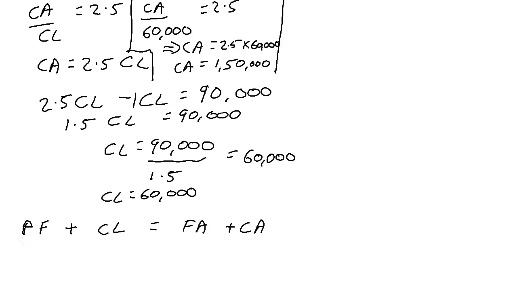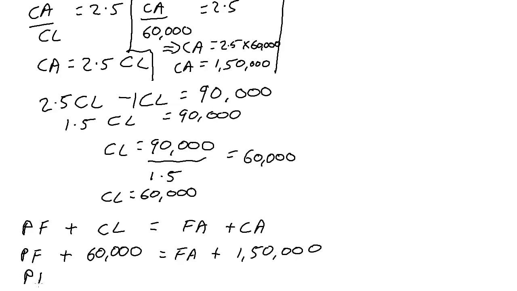When you think about the proprietors funds, we know that the proprietors funds is equal to equity share capital plus reserves and surplus, but we'll get to that later. Proprietors funds plus current liabilities, which I've just found, 60,000, is equal to fixed assets, which I do not know, plus current assets, which is 1,50,000. I have this formula in place, and now we can derive a formula where proprietors funds minus fixed assets is equal to 1,50,000 minus 60,000.